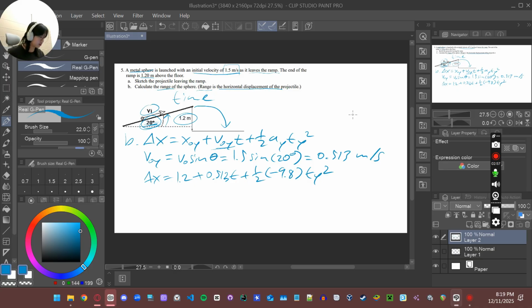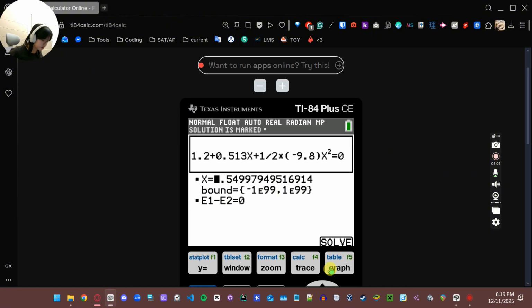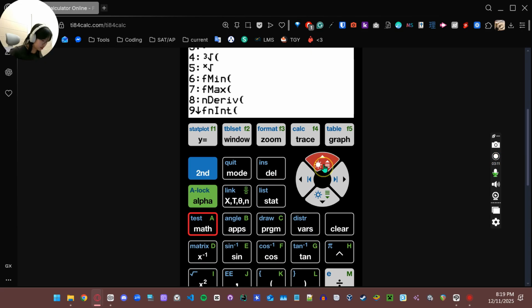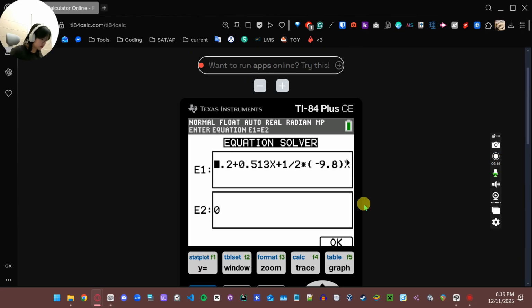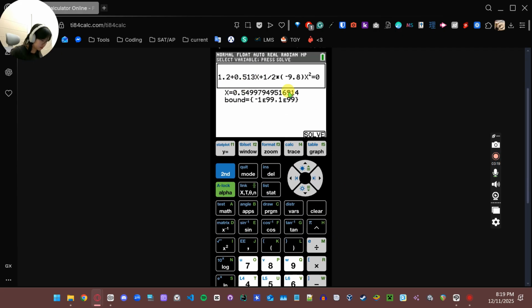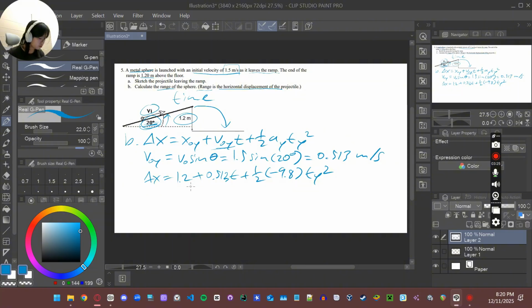Now, if you plug this into your graphing calculator, if you have this graphing calculator here, you can go ahead and use the numeric solver. And you're going to get this value right here, which is 0.55. Now getting 0.55, that's going to be your t, because you're solving for t. Keep in mind you have to set this to 0, solving for a quadratic equation.